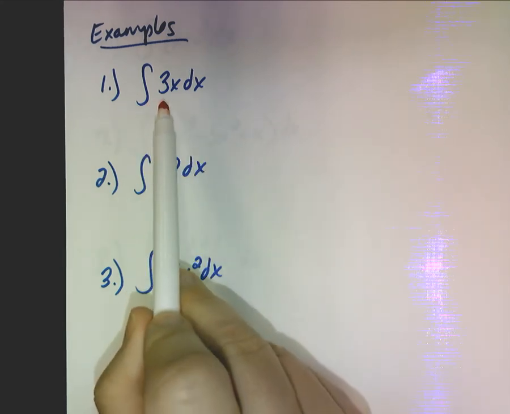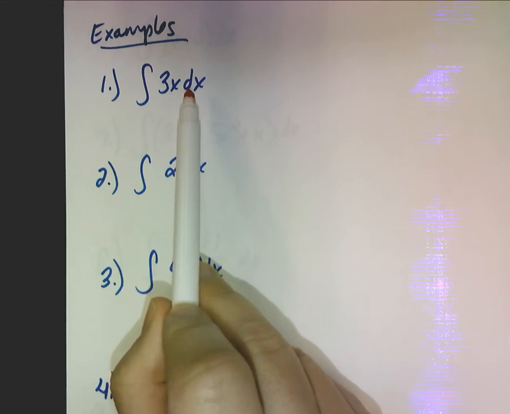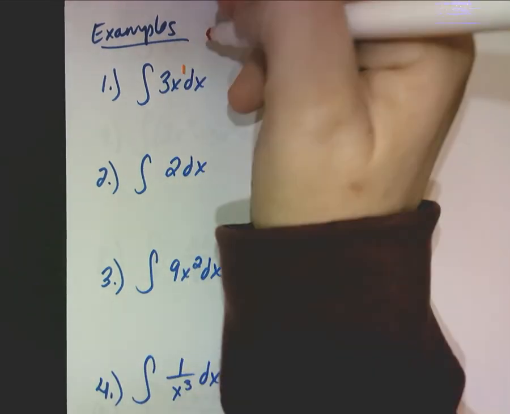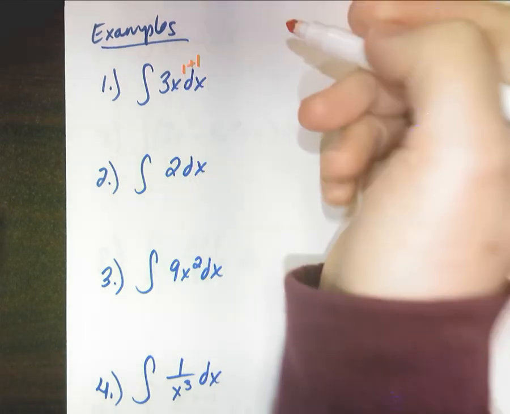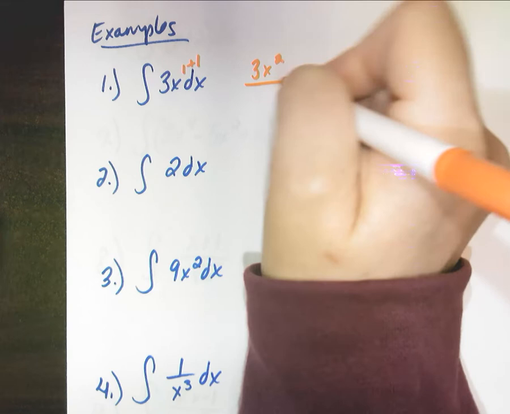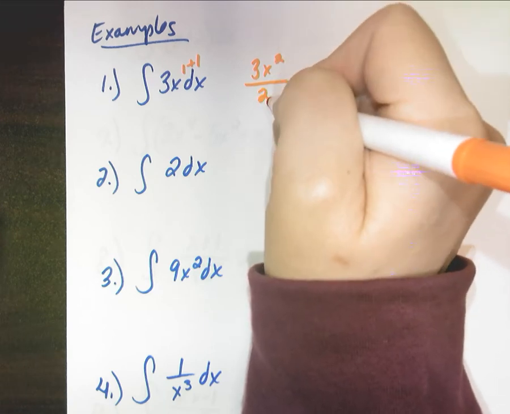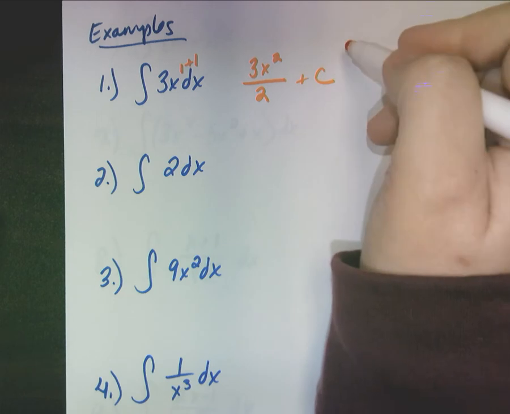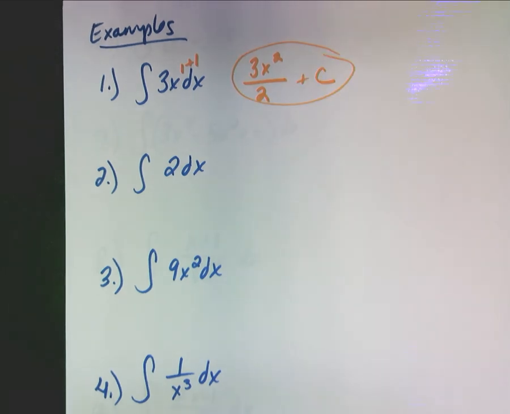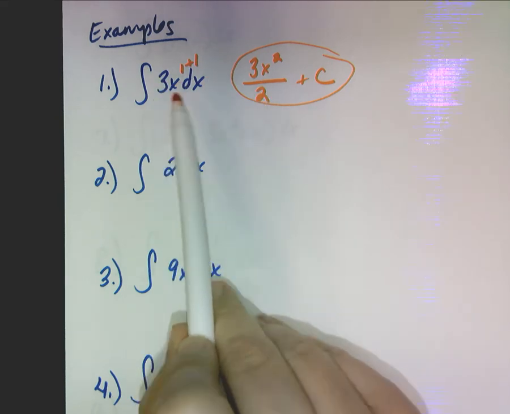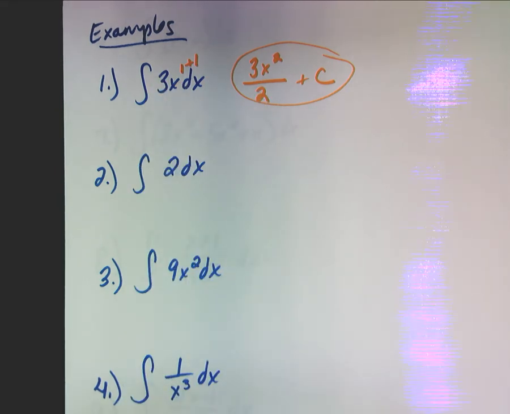Okay, so the integral of 3x dx would be, remember the exponent here is 1, so you would just add 1, so that would be 3x squared, and then divide by that new exponent, 2. And then put plus c. Done. That is the antiderivative. That's the original function. We don't know what this c is yet, but we'll find it.